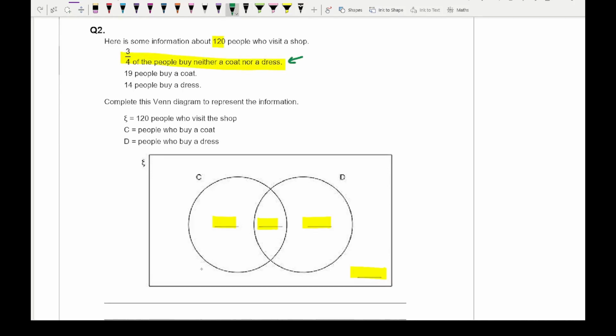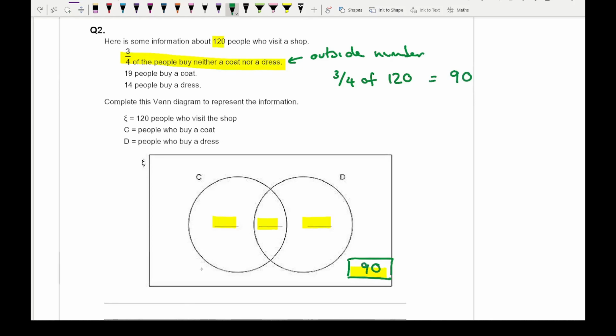So this is going to be our outside number, which is this number here. So then if we work out 3/4 of 120, so 120 divided by 4 is 30, times 3 is going to give me 90. So this number here is going to be 90.